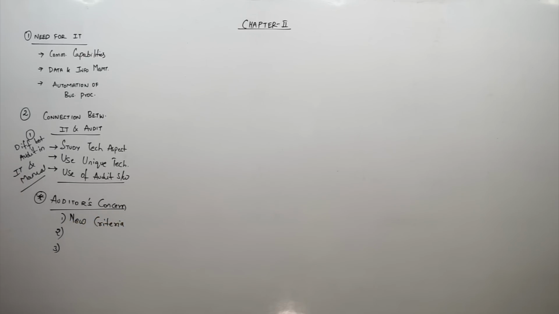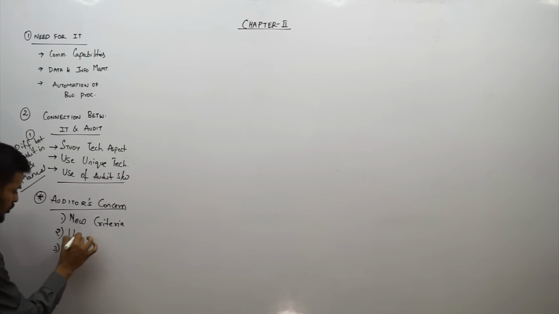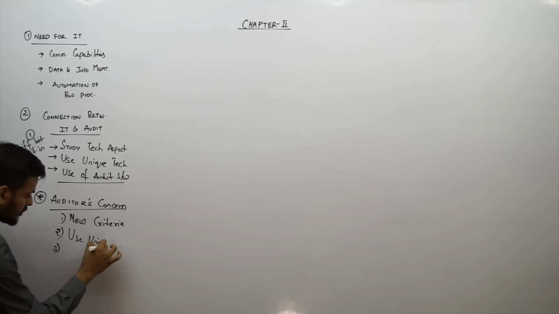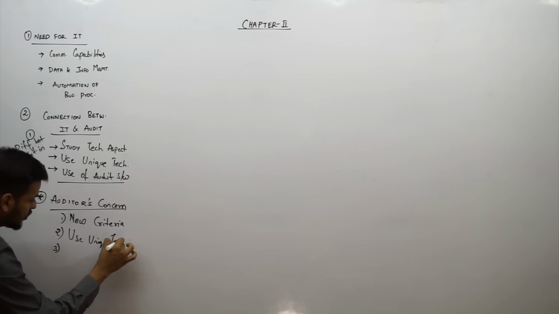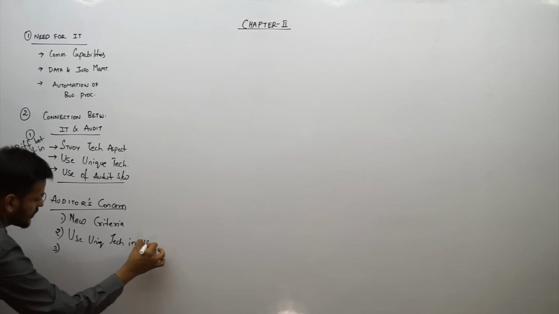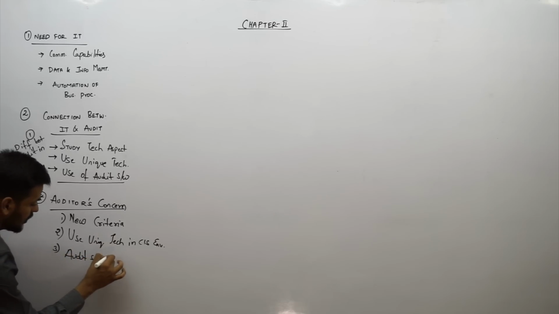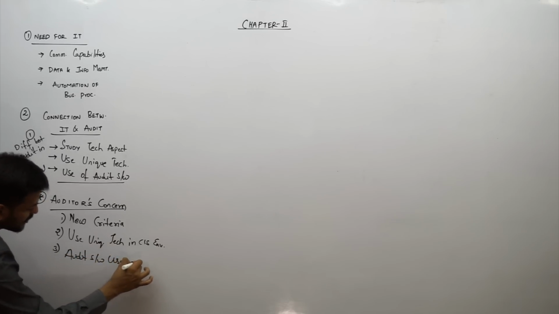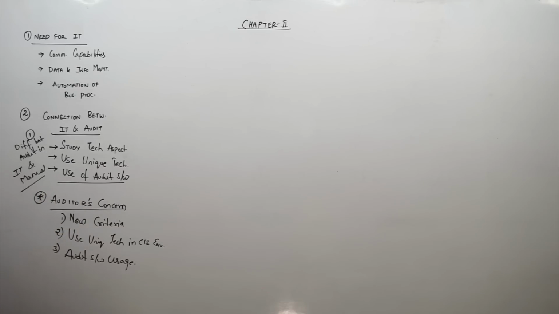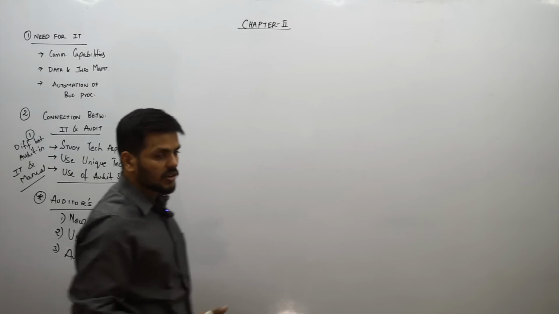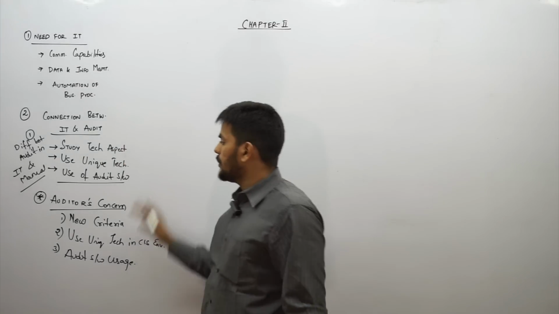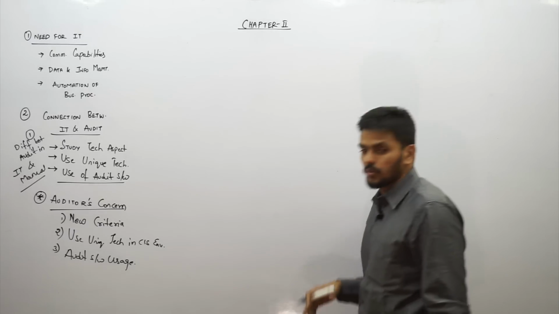Auditor should apply a new criteria while doing the audit, right? And then use unique techniques, which we already saw here, the same way, use unique techniques in CIS environment. And this last point is about audit software usage again, right? So these are the three concern points that he needs to focus on. This topic does not have much more content to be discussed. So those two concepts you focus on, that's more than enough.